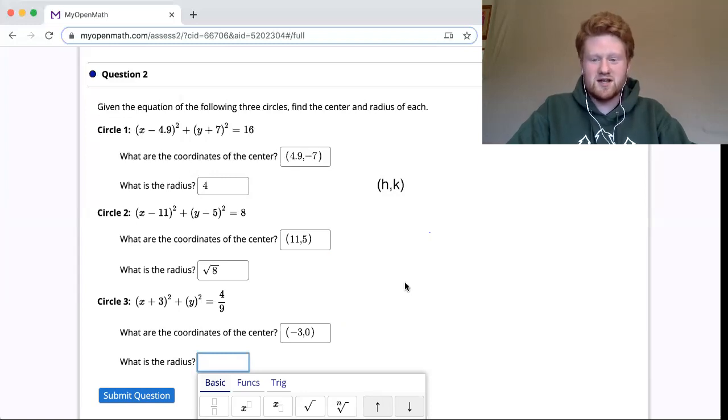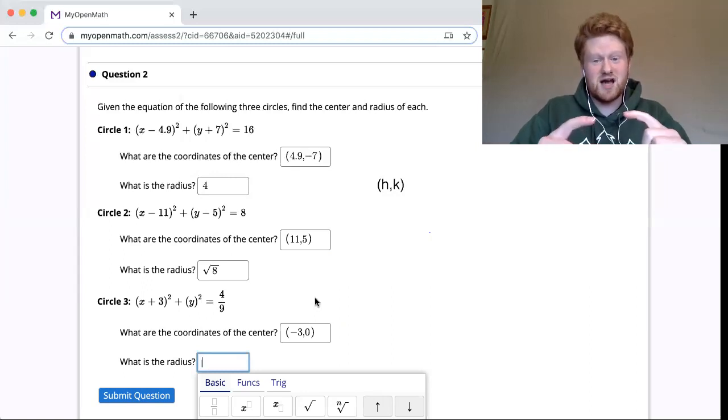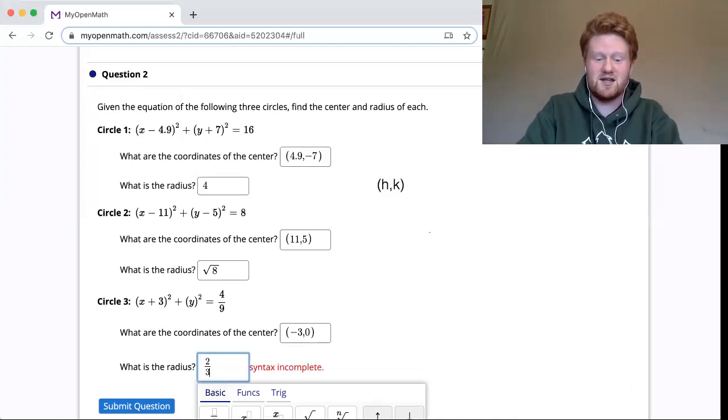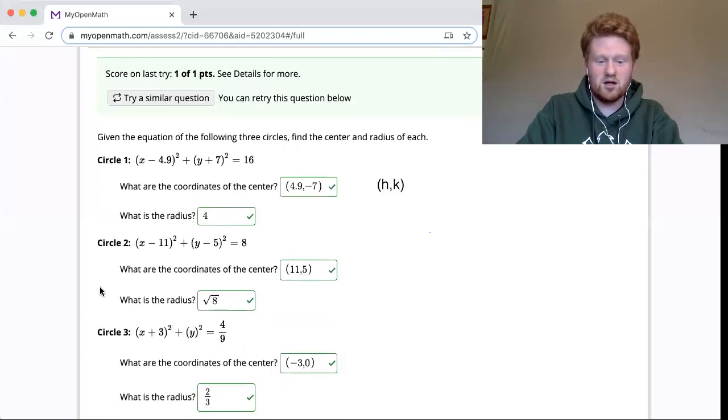Now you'll notice I made it a little easier for you here with the numbers that I've given you because we want the square root of this value. So the square root of a fraction, we can just take the square root of the numerator, which is the top, over the square root of the denominator, which is the bottom. So square root of 4 is 2, and the square root of 9 is 3. Submit that. And again, it looks like we're all good on these questions.